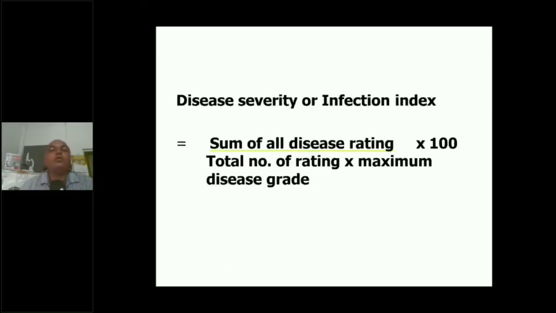And then how will you calculate the disease severity, which is sometimes also called the infection index? In this, you have to use disease rating scales. Disease rating scales are there. In that scale, the sum of all disease ratings is divided by the total number of ratings times the maximum disease grade, times 100. We will see it like this.